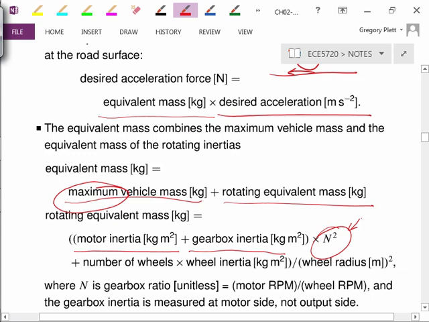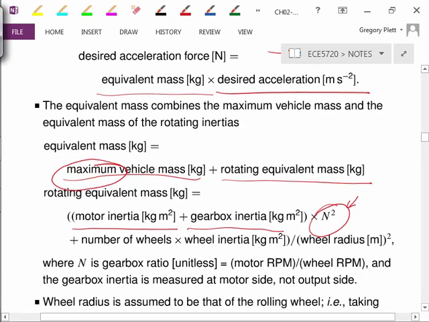The point is that inertias are scaled by this square of the gearbox ratio when they go through a gear change. So the gearbox inertia is measured at the motor side, not on the output side. That's why it combines with the motor here. So that's the input. So I've got your motor, and I've got a gearbox, and then I've got basically the wheels over here, and the gearbox is split between an input side and output side, and I measure the inertia on the input side, the motor side. So that's why it's scaled by n squared.